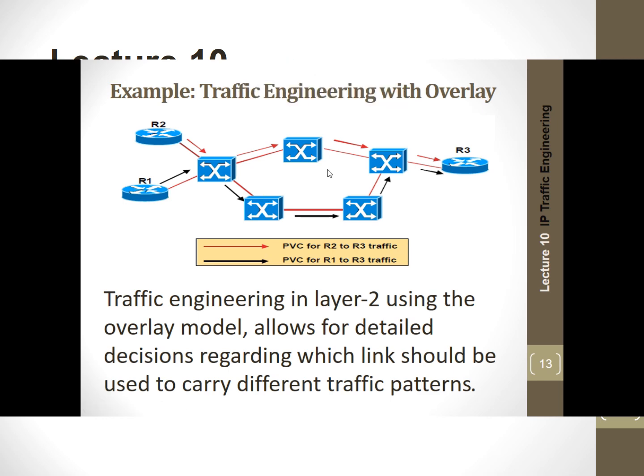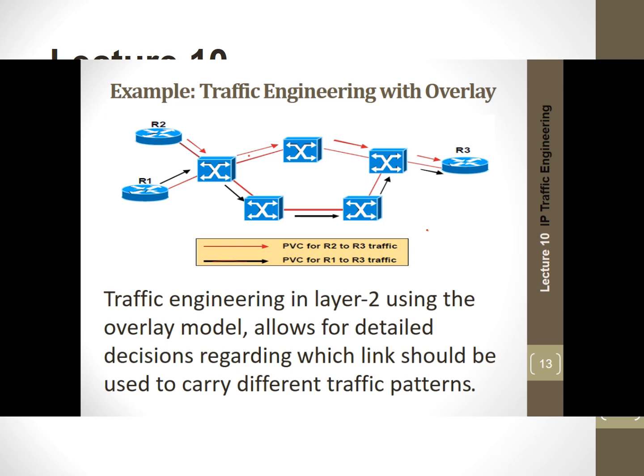So in this slide, let's look at the diagram. The diagram is telling us that the routers R1 and R2 are the senders, the source, and they are traveling through the network. In this model, traffic engineering at layer 2 using the overlay model allows for detailed decisions regarding which link should be used to carry different traffic patterns. So what traffic patterns do we have? We have a red traffic pattern and we have a black traffic pattern.